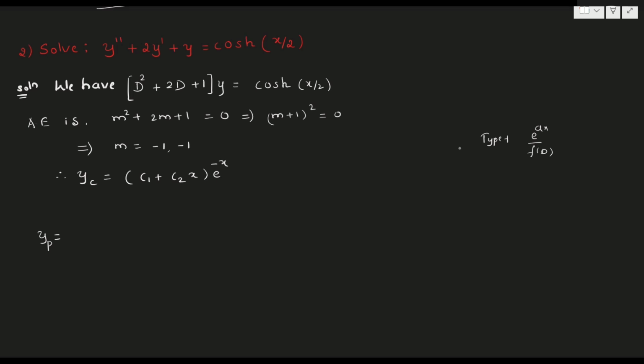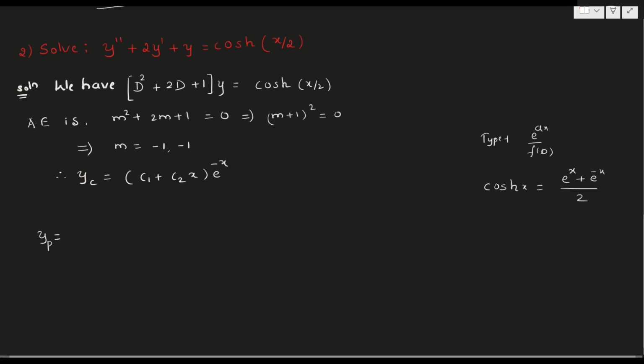Now how to convert this cos hyperbolic function to exponential form? We have a standard result. Cos hyperbolic x can be expressed in exponential form. The formula is e raised to x plus e raised to minus x, divided by 2. This is the standard formula of cos hyperbolic function in exponential form. Now, what is the difference here? In place of x, here we have x by 2. That's it. Now we use this formula and write cos hyperbolic x by 2 in exponential form.